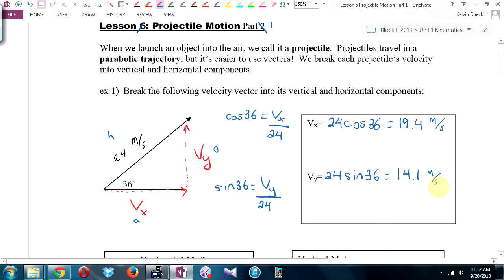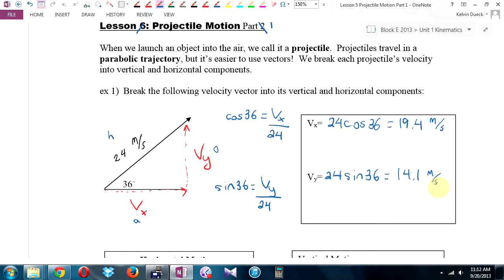Mr. Dueck? Yes, Sean? I'm noticing here that if we're launching from the ground going upwards, like in my picture, the horizontal is cosine, Vx is cosine, and Vy is sine. Will that always be the case, Mr. Dueck? Yeah. So, Sean, you're saying that if we're launching from the ground going upwards, Vy will always be sine.